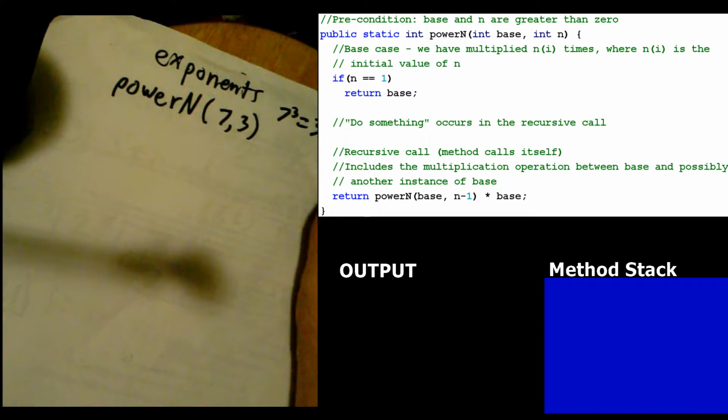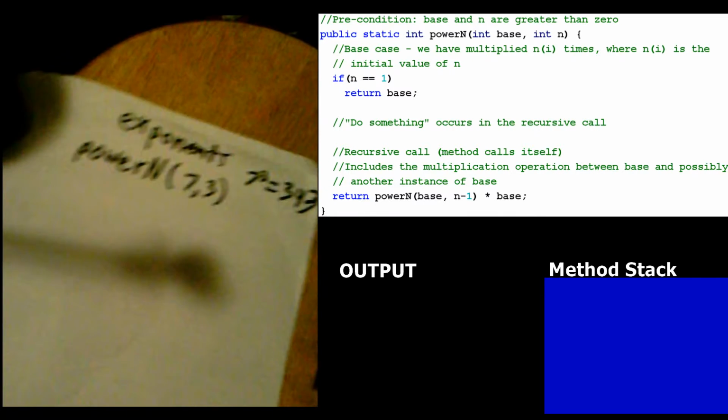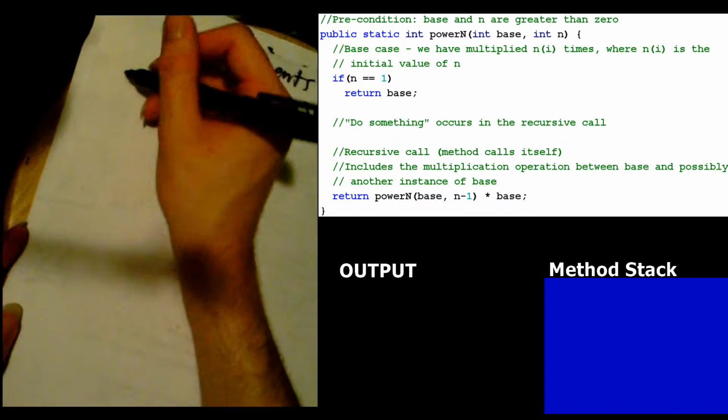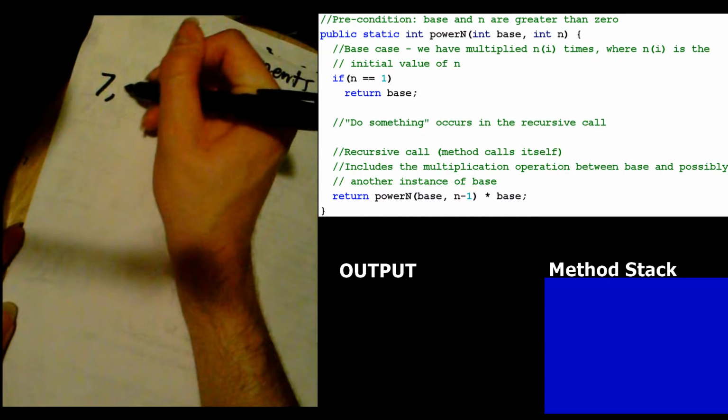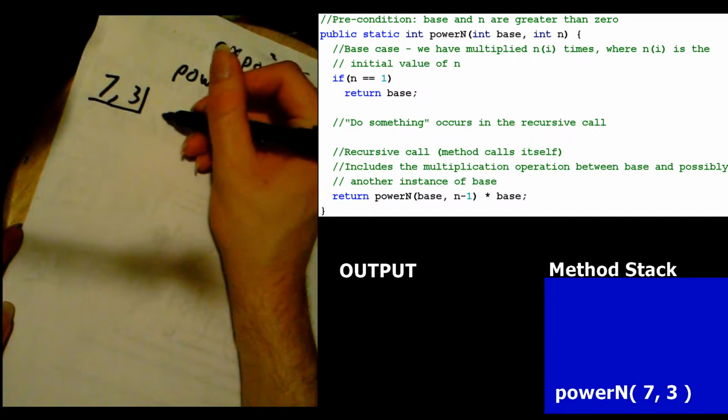So in this case, what we're looking to get is the result of 7 to the third, or 7 cubed, which is going to be equal to 343. It's not exactly in view, but there you go. That's the number we're looking for. It's 343.